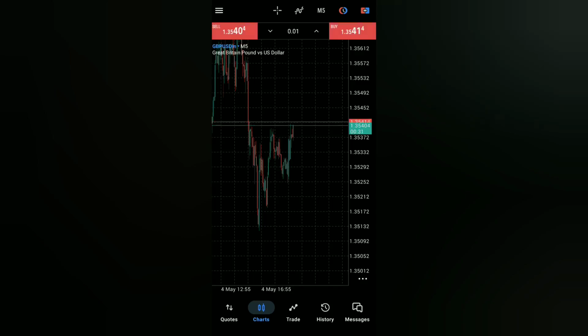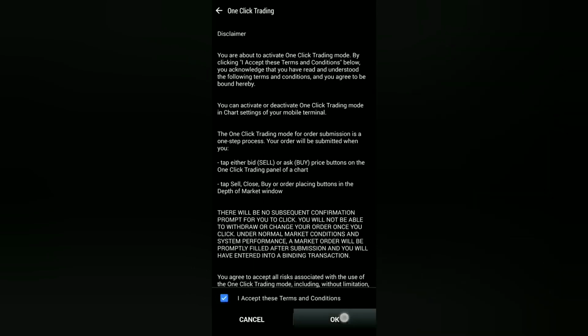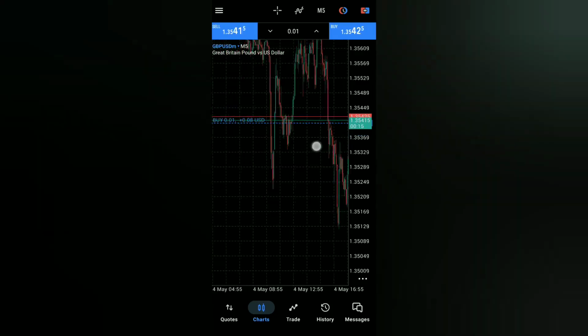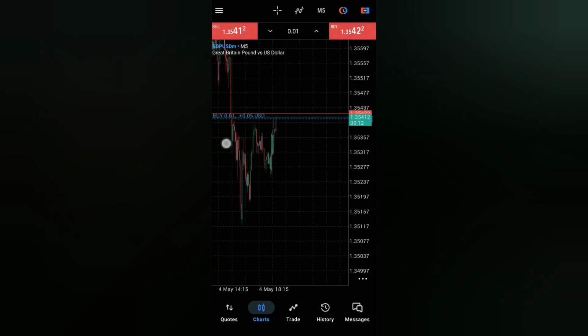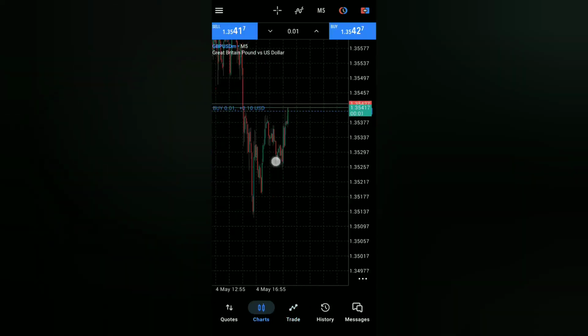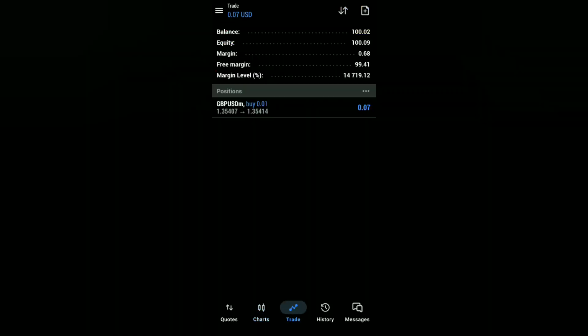Let's say we click buy. Boom. We have clicked buy. Okay, accept. Now, are you seeing, as we click buy, we enter at a loss first before coming into profit. Now come to this trade down here. Are you seeing what is showing now? So what is happening here? We're in a profit of $0.08, $0.10 now. Are you seeing what is happening?